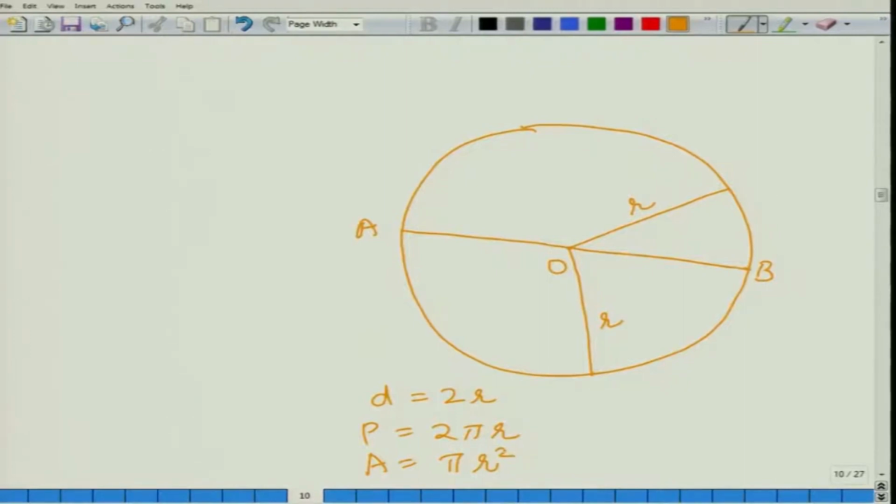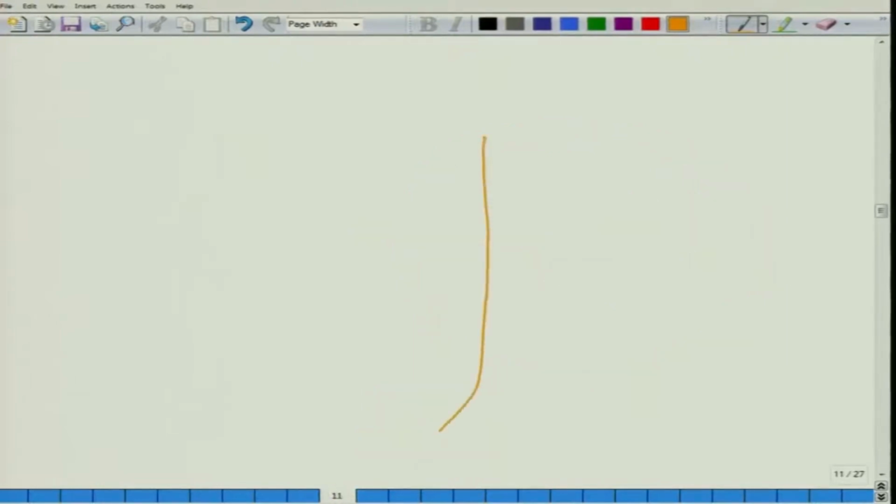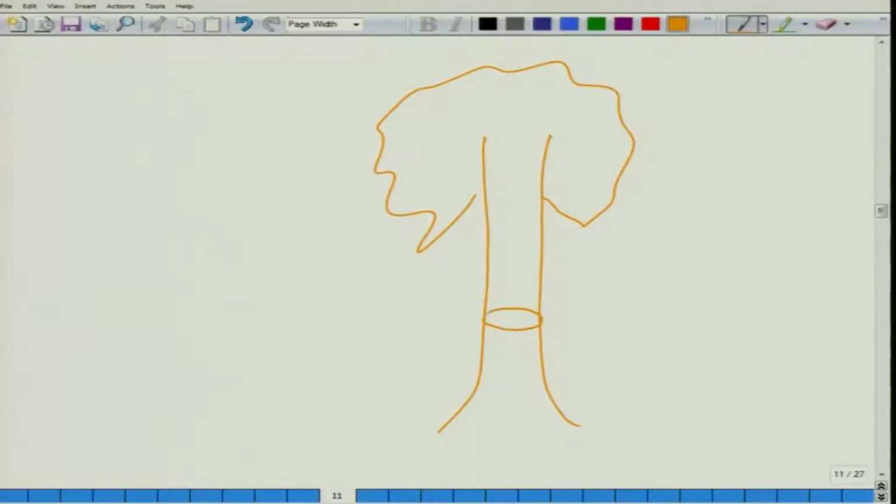Now, why do we need to know about a circle? Many trees, especially coniferous trees, have a circular cross section. So, suppose we have a tree and suppose this cross section is a circle.